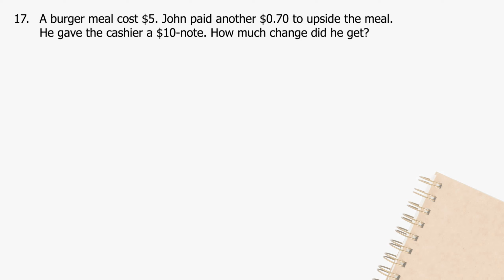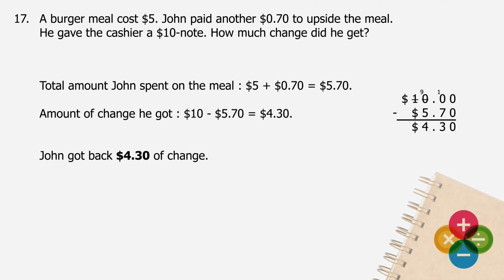Question 17. A burger meal cost $5. John paid another 70 cents to upsize the meal. He gave the cashier a $10 note. How much change did he get? The total amount John spent on the meal will be, add $5 to 70 cents, and the sum is $5.70. The amount of change he got back will be, subtract $5.70 from $10, and the difference is $4.30. John got back $4.30 of change.